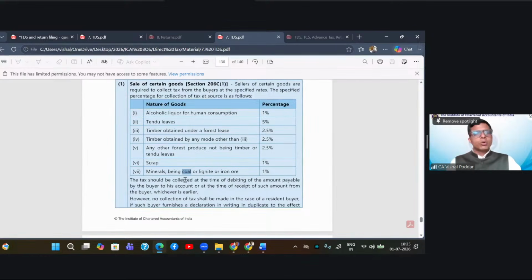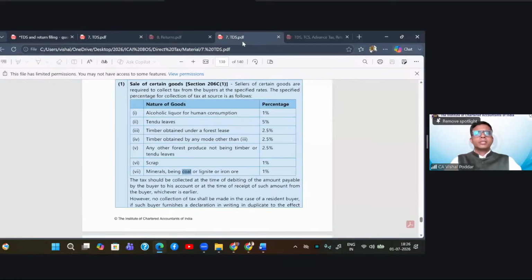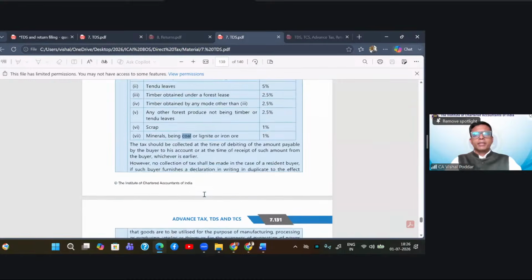Now who is selling coal to whom? The company who has taken the license, which in our case is XYZ, is selling the coal to another company, LMN. Now, interestingly, the buyer company is a public sector company. Now, importantly, when you read this TCS provision, you will find that there is a carve out.